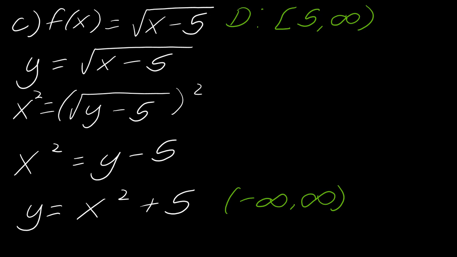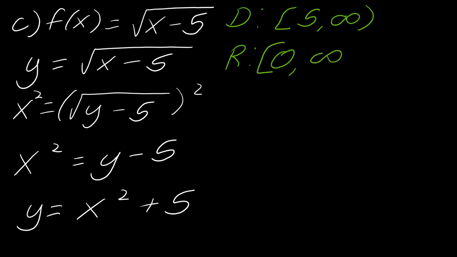So the other part of this that we have to think about is, what is the range? The range has to do with y values. So for the range of this function, if 5 is the lowest number I can plug in, I get 0. So this function starts at 0 and then just continues on to infinity. Now, remember, the domain has to do with the x's. The range has to do with the y's.